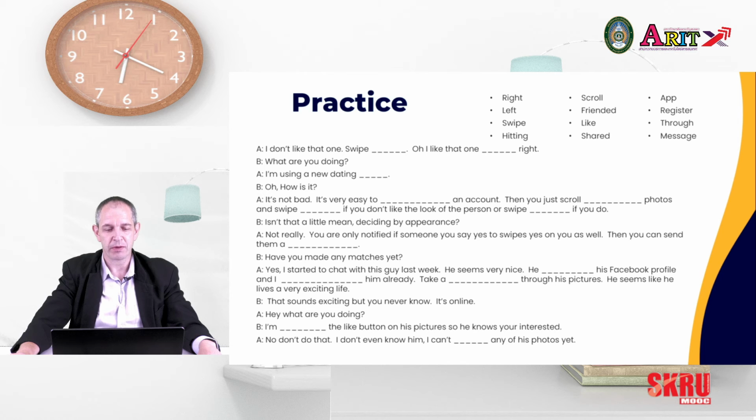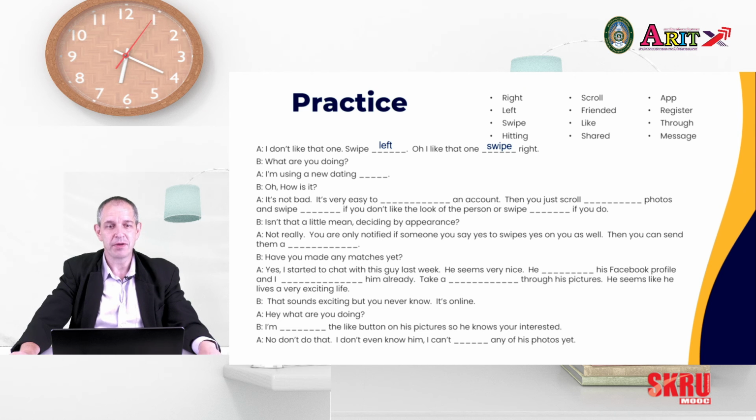On the top right here, we have some common vocabulary that we just reviewed. Look at the conversation between these two people and see if you can fill in the blanks. So person A: I don't like that one, swipe. And when you don't like something, you swipe left. Oh, I like that one, swipe right.